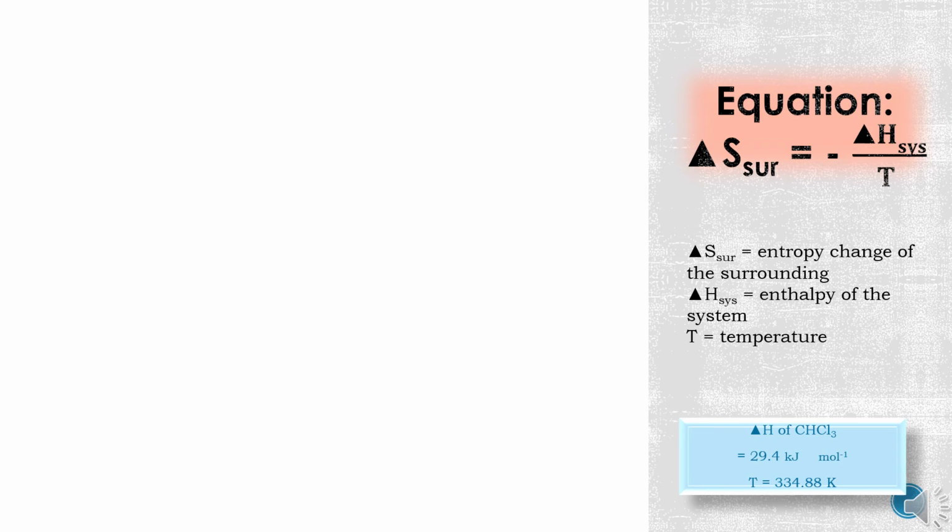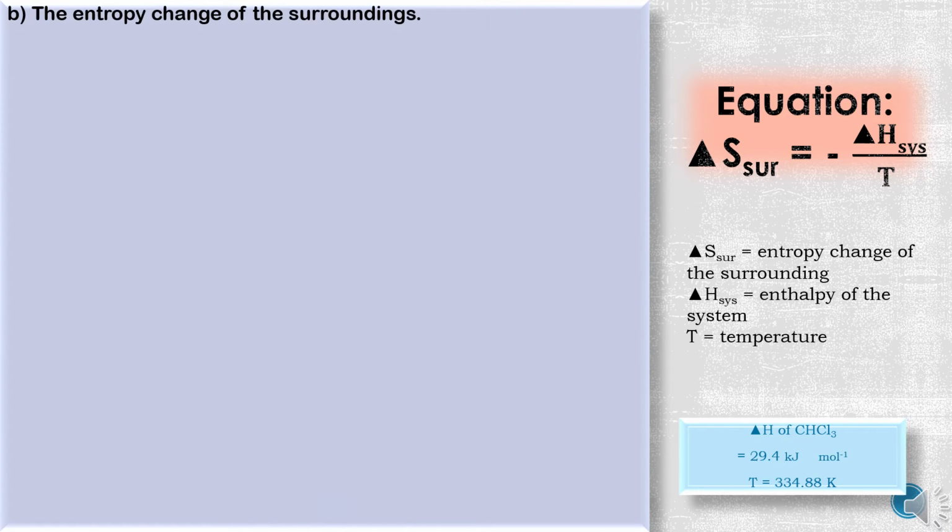Okay, now let's proceed to the last question, which is the entropy change of the surroundings. Same as before, we still use the same information, which is the delta H of chloroform and also the temperature. But the difference here is the equation.